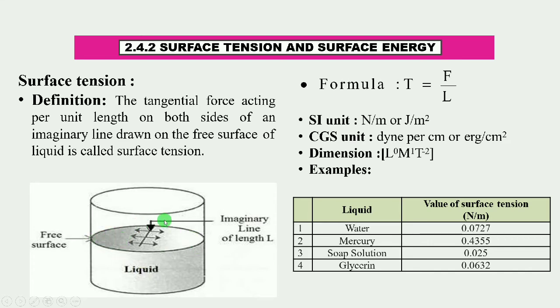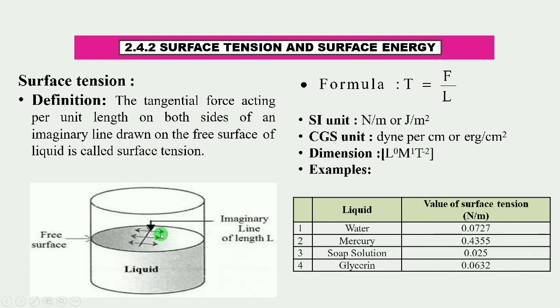So again we will talk about the free surface of liquid. On that free surface of liquid, suppose you draw a certain imaginary line, okay. So the tangential force per unit length of the imaginary line drawn on the free surface of liquid is known as surface tension, okay. That is, we will draw a certain imaginary line on the free surface of liquid, and there will be a force which will be acting tangentially or normally to the length of the imaginary line.